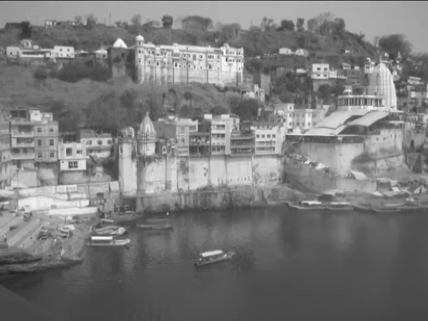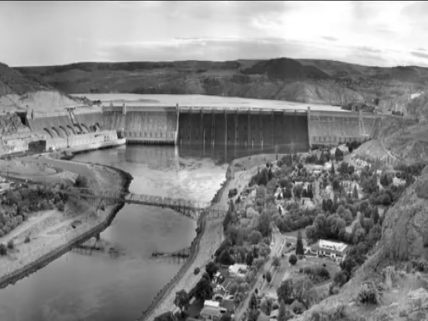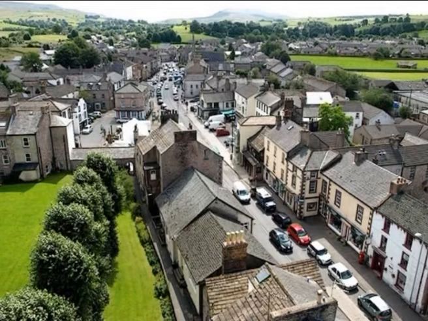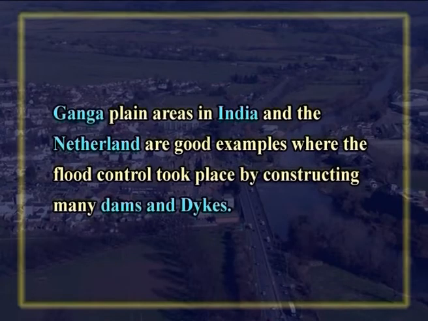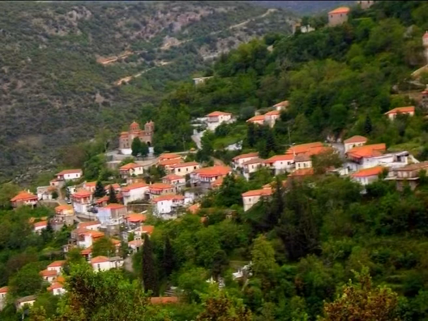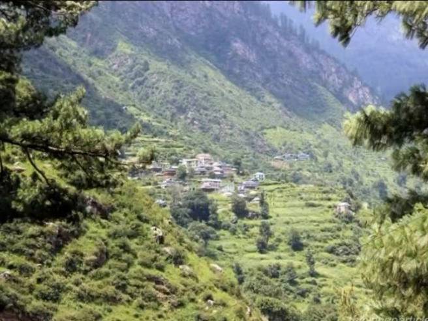Once upon a time, there was no safety for the villages along the banks of rivers. When dams were constructed across, there was flood control. Then the permanent settlement pattern came into existence. Ganga plain areas in India and the Netherlands are good examples, where flood control took place by constructing many dams and dykes. Forest cutting is also responsible for inducement of settlement distribution. Today in deep jungles and on many hill slopes, agriculture is going on.